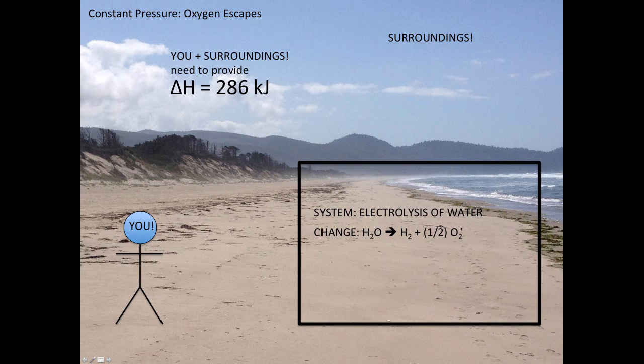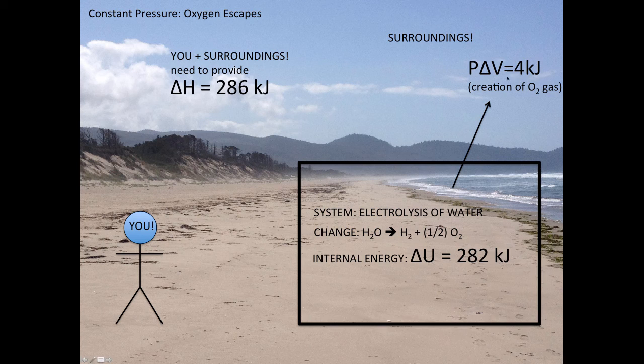Well, one of the products is a gas, and that gas has to expand into the surroundings if we are conducting this experiment at constant pressure, which we usually are. And that takes an amount of work of 4 kilojoules. So 4 kilojoules of this 286 goes into making room for the oxygen gas, and that means that the rest must go into changing the internal energy of the system, which must increase by 282 kilojoules.